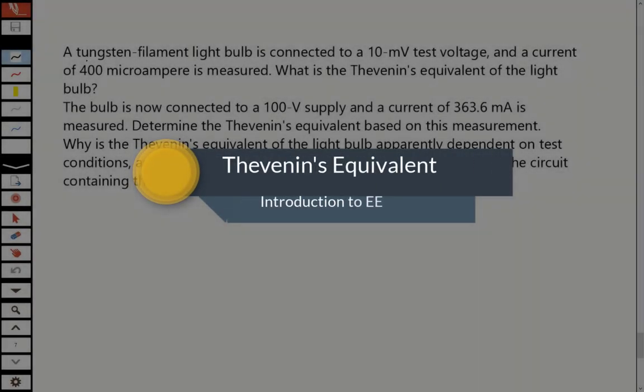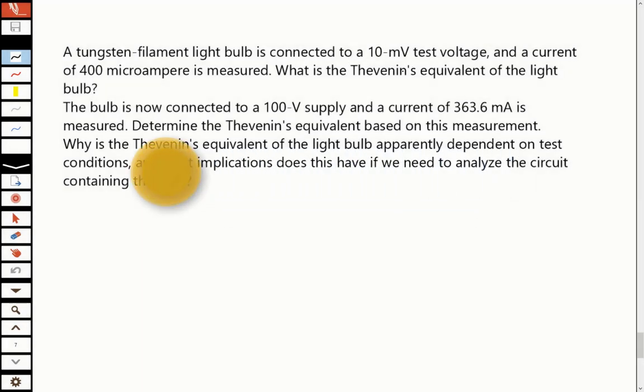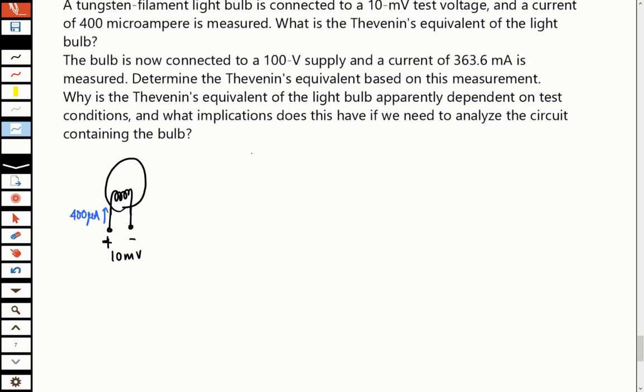So this question says, a tungsten filament light bulb is connected to a 10 millivolt test voltage, and at that point a current of 400 microamperes is measured. Okay, so I've got a bulb, and what it says is that if you connect 10 millivolt across this, and put an ammeter somewhere in series here, and measure the current, the current is 400 microamp. Okay, so what is the Thevenin equivalent of this light bulb?